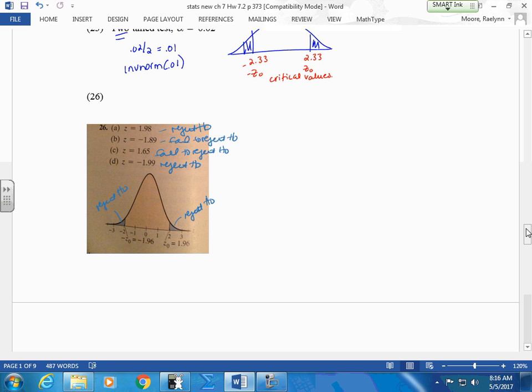-1.89 falls right before this, somewhere over here. 1.65, somewhere here. These are our decisions right on our chart. -1.99, right in the blue, right in the reject area. So we say reject H0. That's our decision. We don't have to compare anything else. From there, we go to the chart and we say what we came up with.